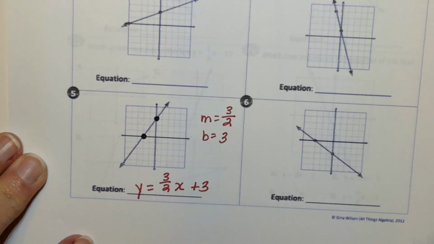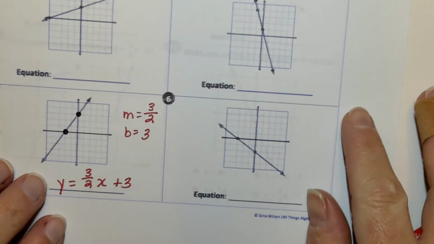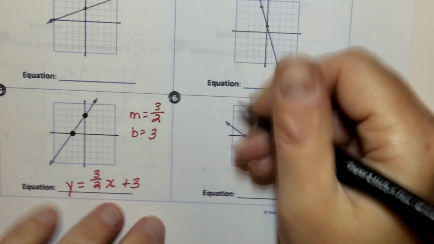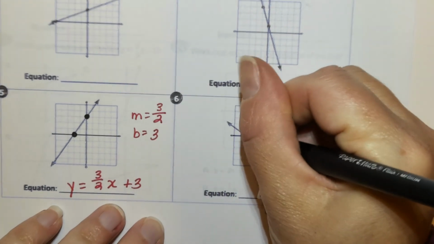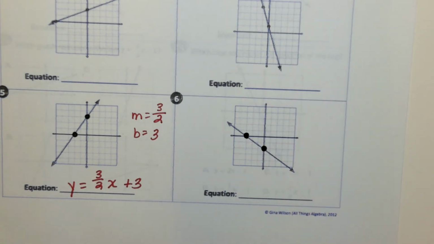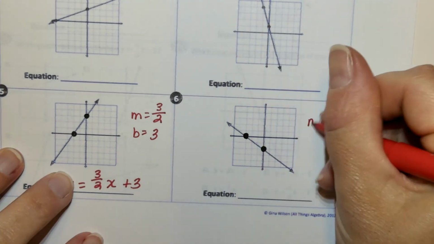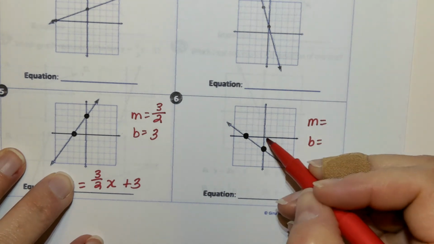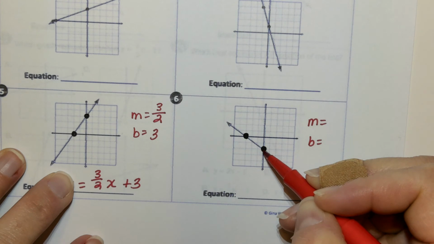Rise is 1, 2, 3, top number 3 again. And the run is right 2, so +2. So my slope is 3 over 2, and my intercept is +3. Y equals 3 over 2x plus 3. Y equals mx plus b.